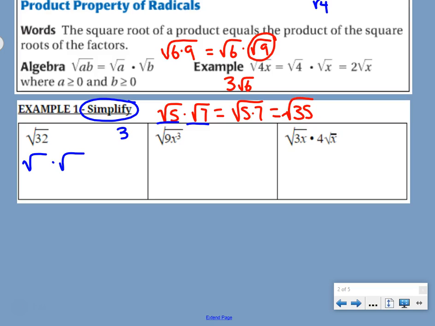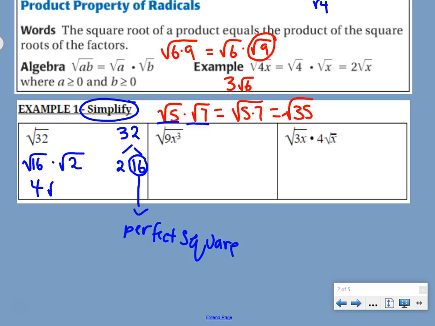So we have to think factors of 32. 2 times 16 gives us 32. 16 is a perfect square. We want perfect squares, because then we can say that the square root of 32 is the square root of 16 times the square root of 2. And then we know that the square root of 16 is 4, so the square root of 32 is actually equal to 4 square root 2.